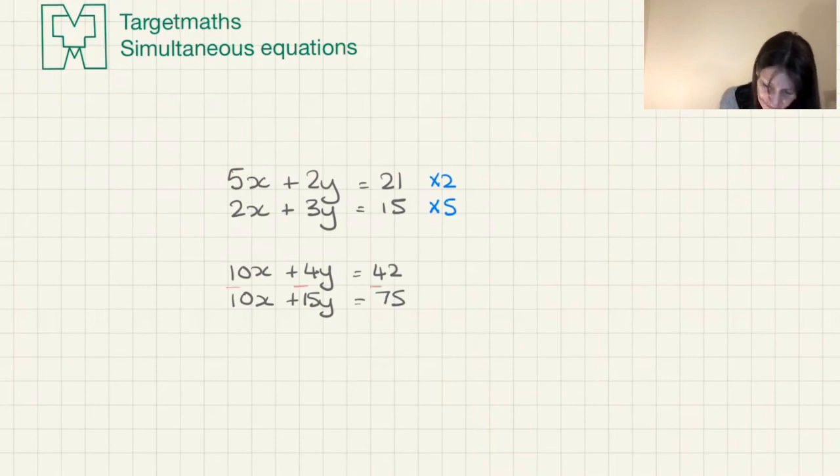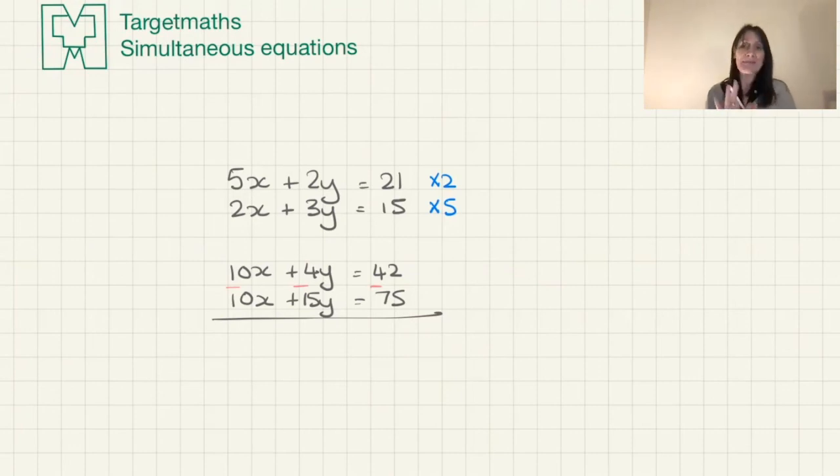Now, please don't feel like you have to be doing this all by hand. You can grab your calculator, okay? And you can do the maths that way. On the foundation paper, absolutely 100%. I have seen these so far to date on calculator papers. The calculator is not going to help you. You've got to learn the method to be able to get this right, but it can do some of the number work for you, which will make life a little bit easier. So 10x take 10x, they've gone. 4 take 15 is going to give me minus 11y.